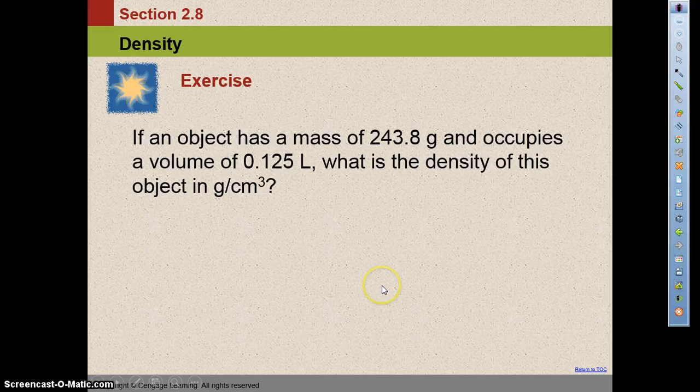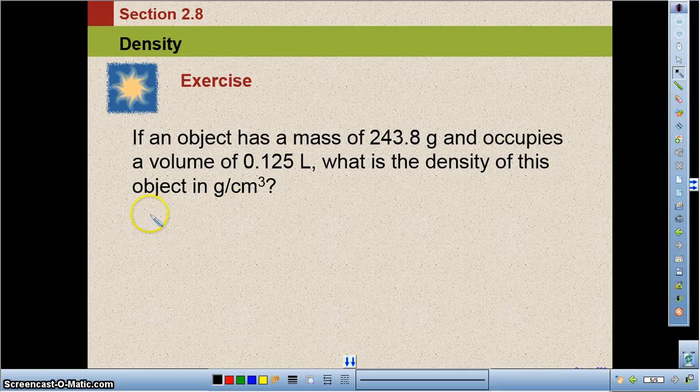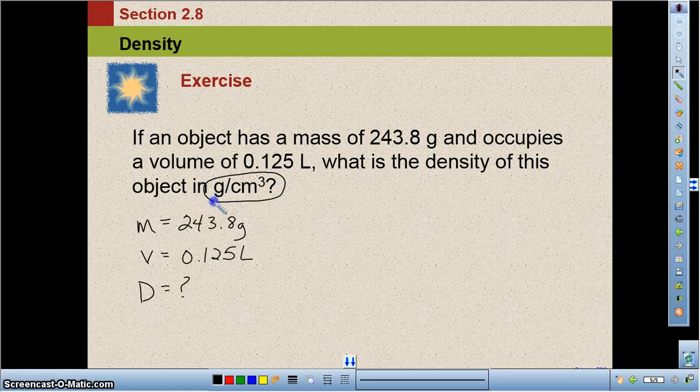If an object has a mass of 243.8 grams and occupies a volume of 0.125 liters, what is the density of this object in grams per cubic centimeter? Let's get started on this one. Let's write down the information we do have. Has a mass of, so mass equals 243.8 grams. And occupies a volume of 0.125 liters. What is the density in grams per cubic centimeter?